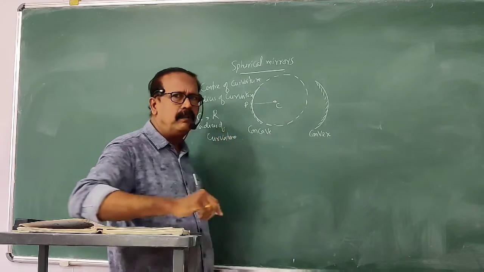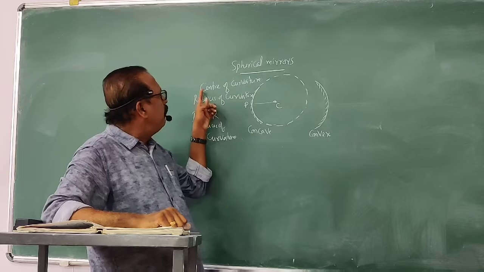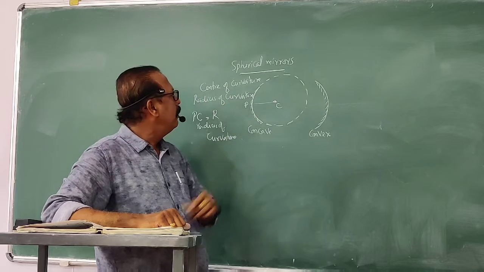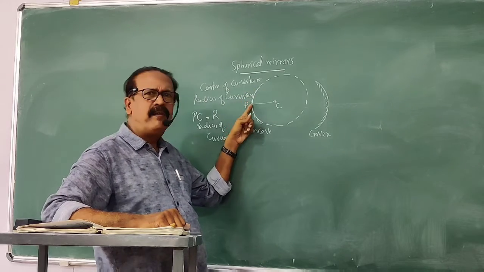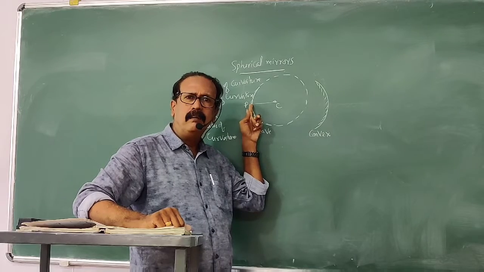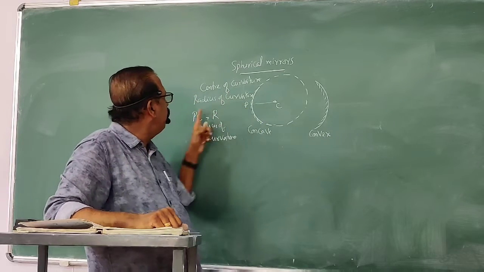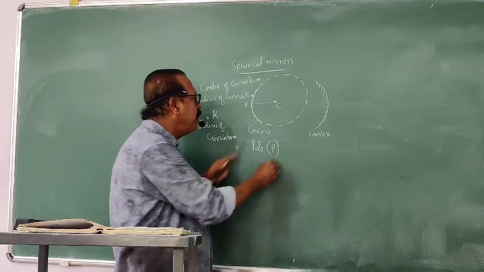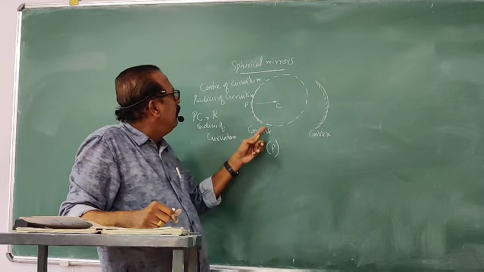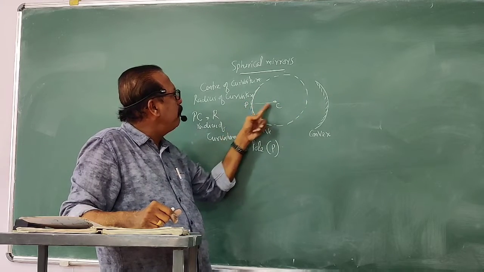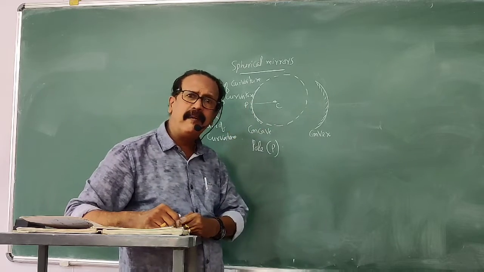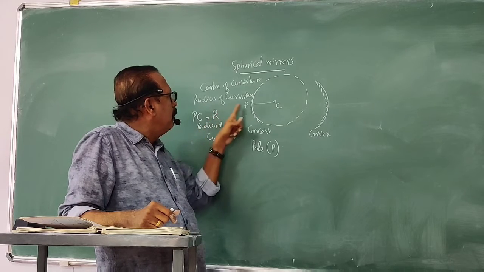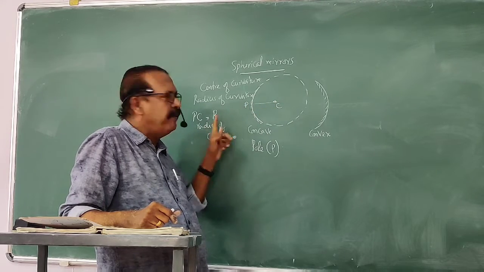Okay. So what are the points? The center of curvature of the spherical mirror is the center of the sphere of which the mirror is a part. The geometric center of the reflecting surface is called the pole. P-O-L-E, pole. Pole of the mirror. P is the pole in the figure. The radius of the sphere of which the mirror is a part is called the radius of curvature, represented as R. The distance between pole and center of curvature is called the radius of curvature.